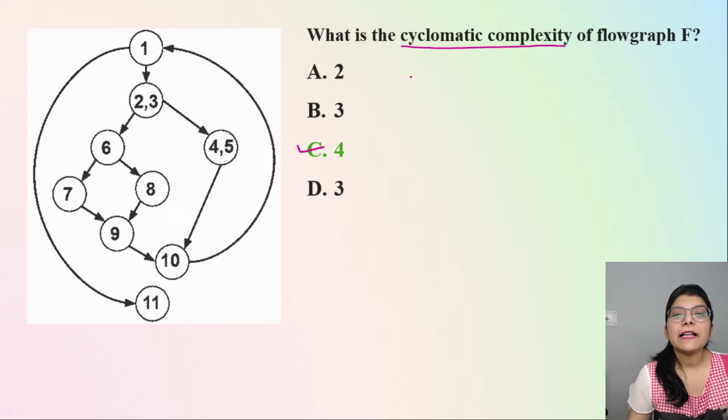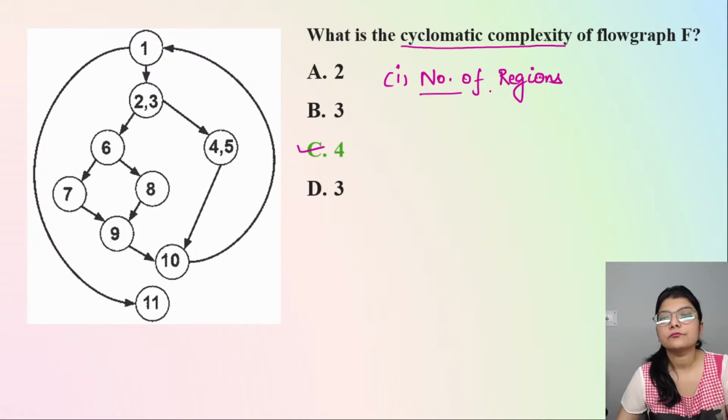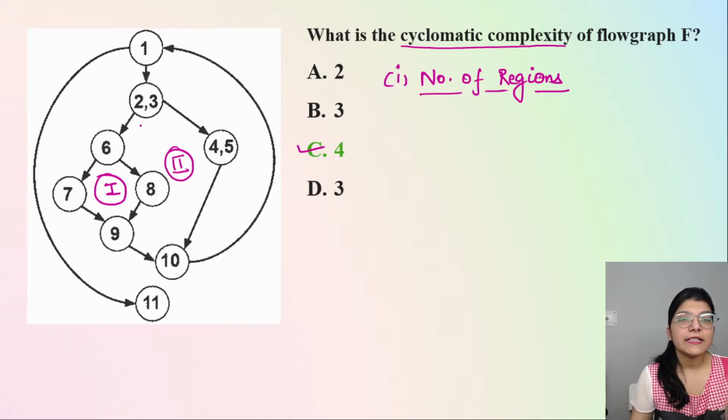So let's apply the first method, that is based on the number of regions. Now see, closed regions. First will be this region. This is your closed region. Then this is another closed region, starting from 2, 3 and ending at 10. Then if you talk about this one, 1, 2, 3, 4, 5, 10, and then again to 1, this is your third region.